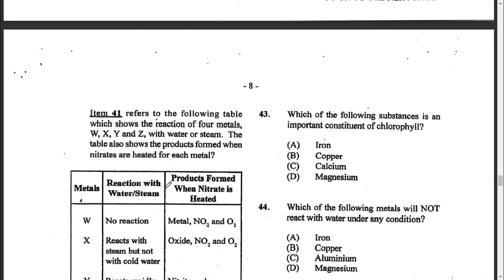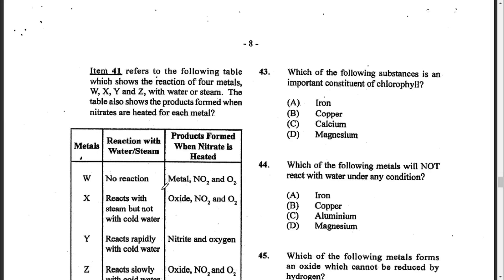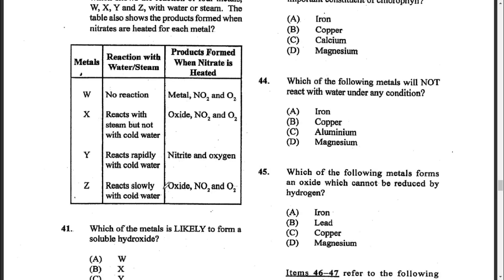Question item 41 refers to the following table, which shows the reaction of 4 metals W, X, Y, and Z with water or steam. The table also shows the products formed when nitrates are heated for each metal. Question 41. Which of the metals is likely to form a soluble hydroxide?